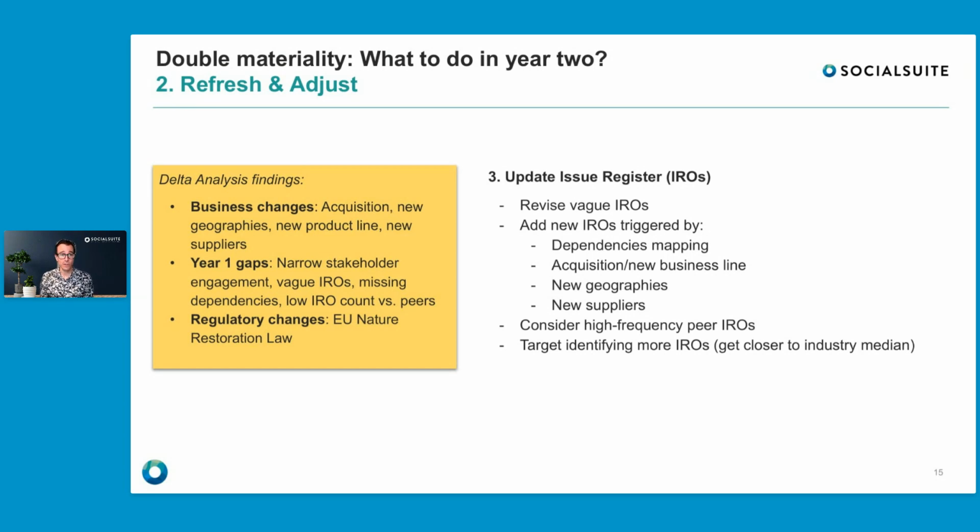You've also done a review of your peers and competitors. And while you did that, you might have noticed that there are a couple of impacts, risks, and opportunities that keep coming back. So consider those high frequency IROs that keep coming up for your industry and peers. Have you included those, and are they relevant for you, and potentially add them to your list as well?